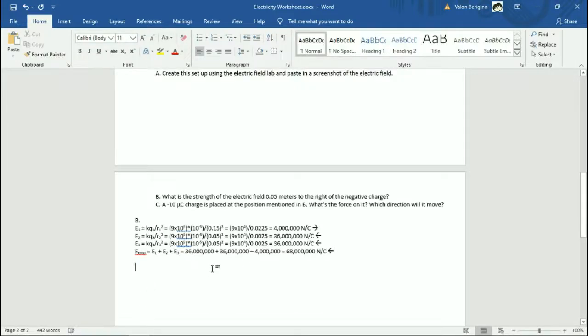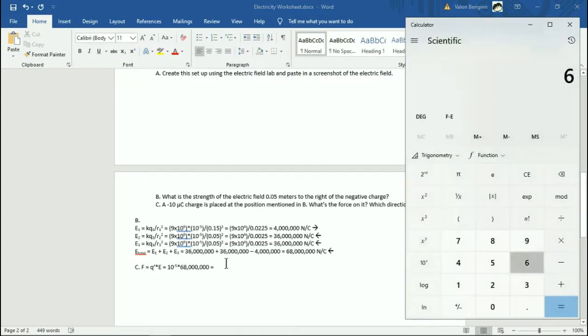Okay, so then we're at C. A negative 10 microcoulomb charge is placed at the position in B. What is the force? What direction will it move? Okay, so here, simple enough in terms of getting the force. It's this new charge times the field. So the new charge is this minus 10 microcoulomb, so that's 10 to the negative 5. Again, the negative comes into play when you look at direction. Times the field strength, which is 68 million. So 68 million times 10 to the negative 5, so 680.